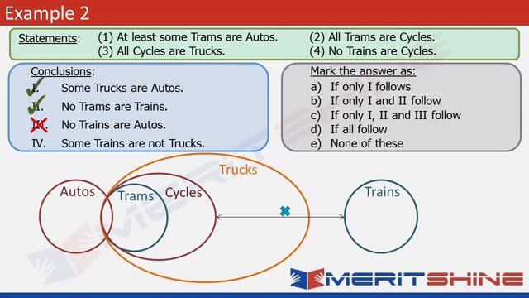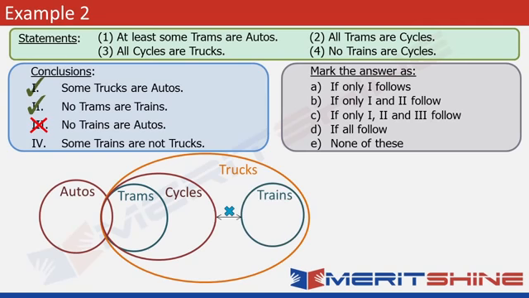Otherwise, there is no other condition. So all the trains can be trucks as well. Yes, that's possible without even touching cycles. Something like this. Now, does that violate any condition?